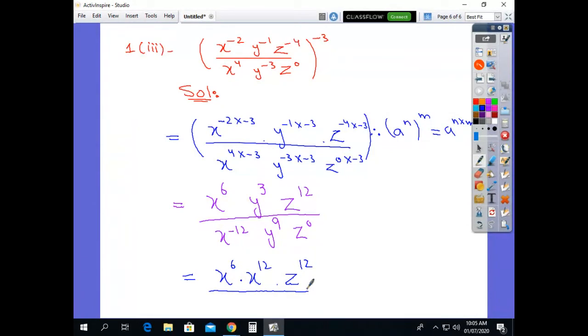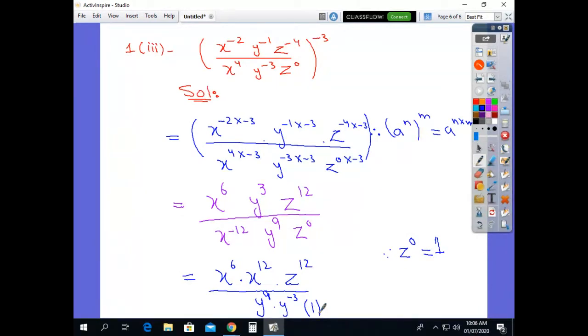In the denominator we have left y raised to power 9. If we convert y raised to power 3 in the denominator, it becomes y raised to power negative 3. And the important result: something raised to power 0 is equal to 1. If we have a raised to power 0, b raised to power 0, any number or any expression or variable raised to power 0 becomes 1. Therefore, instead of z raised to power 0, we write 1.